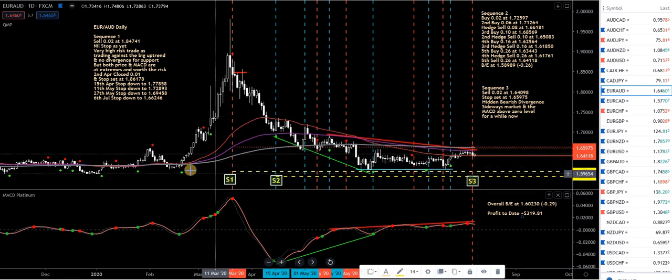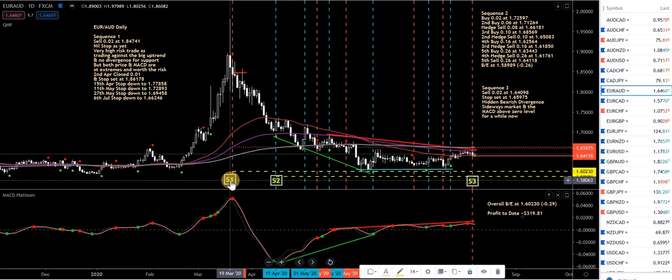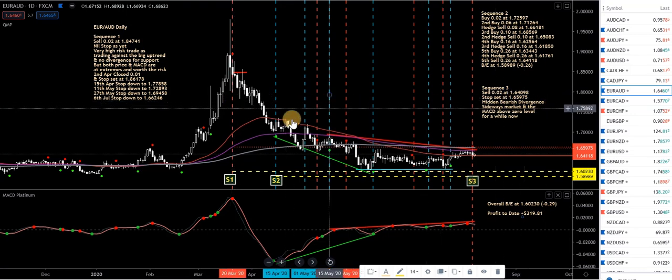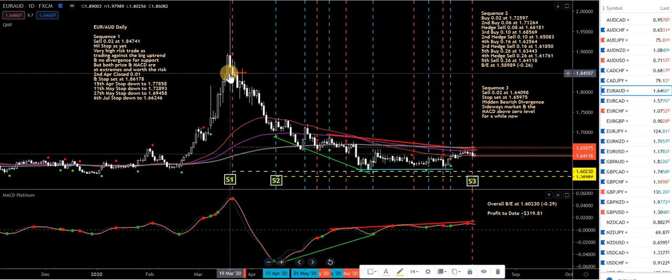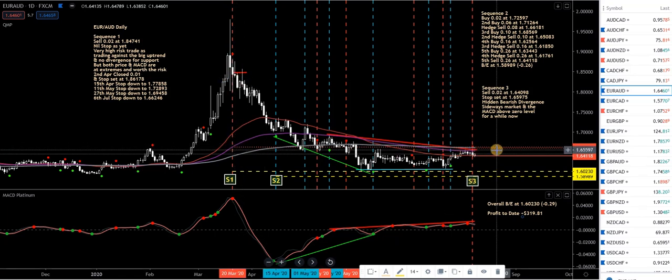We've got a couple of others. The good thing is sequence 1, which is here. I've removed a lot of the horizontal lines just to declutter the chart. So sequence 1, the sell was on this little red line here, and it's got a stop in place. So no problems there, locking in profit. Sequence 2 starts here, so it's not too bad.